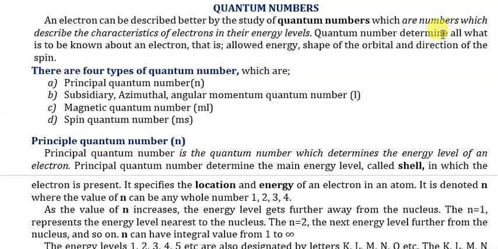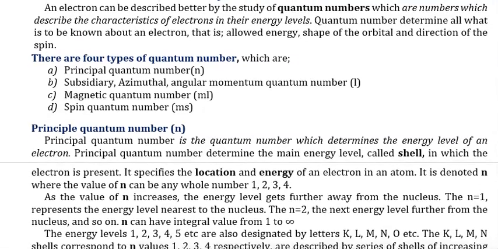So quantum numbers determine all that is to be known about the electron, that is the energy level of an electron, the shape of the orbital, and the direction of spin, because electrons tend to revolve around the nucleus, but also they spin around their own axis. So the direction of spin of the electron, whether clockwise or anti-clockwise, is also determined by quantum numbers, or you can know it by a study of quantum numbers.